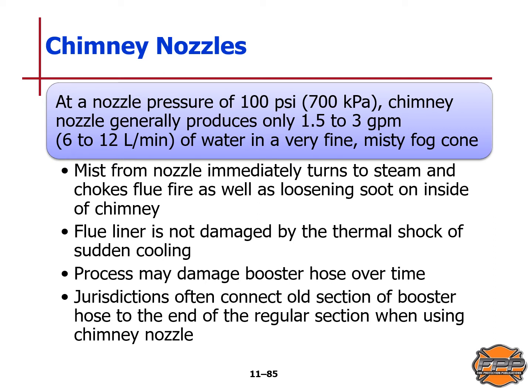With chimney nozzles at a nozzle pressure of 100 psi or 700 kilopascals, the chimney nozzle generally produces only 1.5 to 3 gallons per minute, or 6 to 12 liters per minute, of water in a very fine misty fog cone. The mist from the nozzle immediately turns to steam and chokes the flue fire, as well as loosening soot on the inside of the chimney.